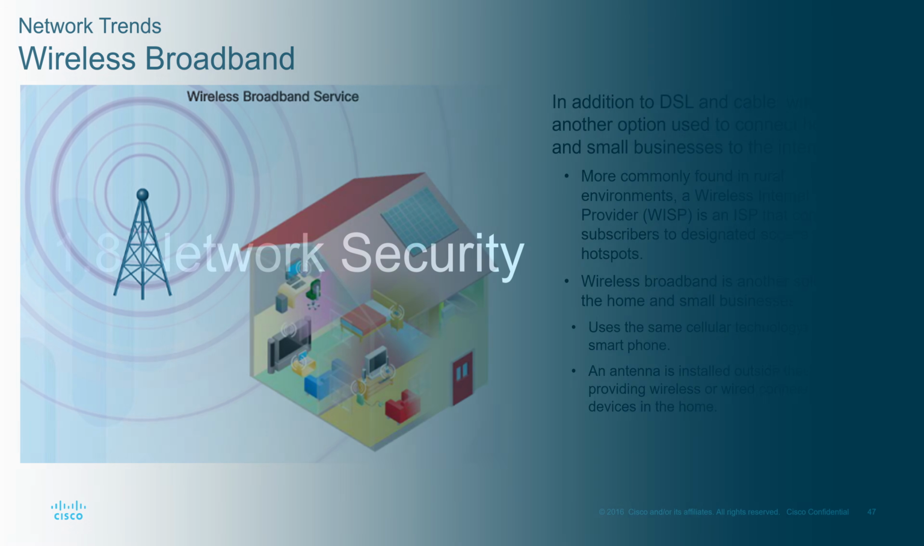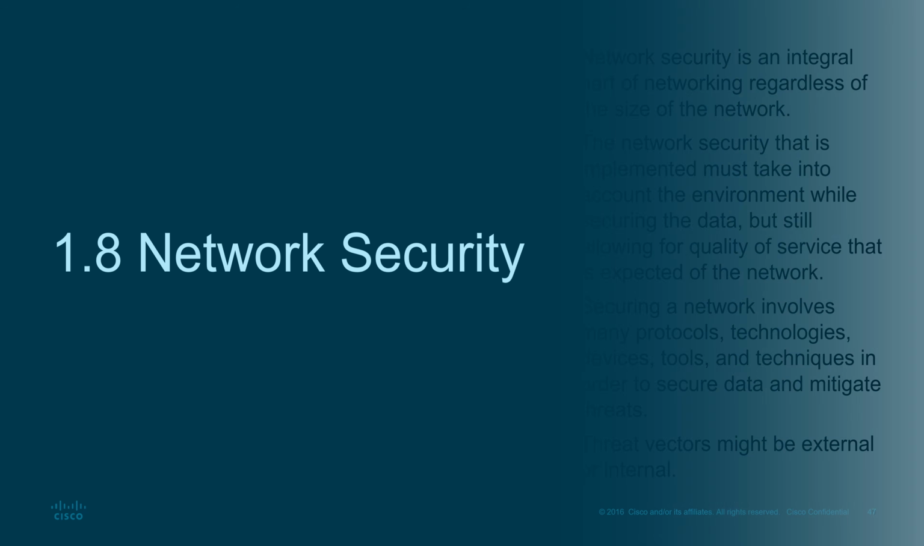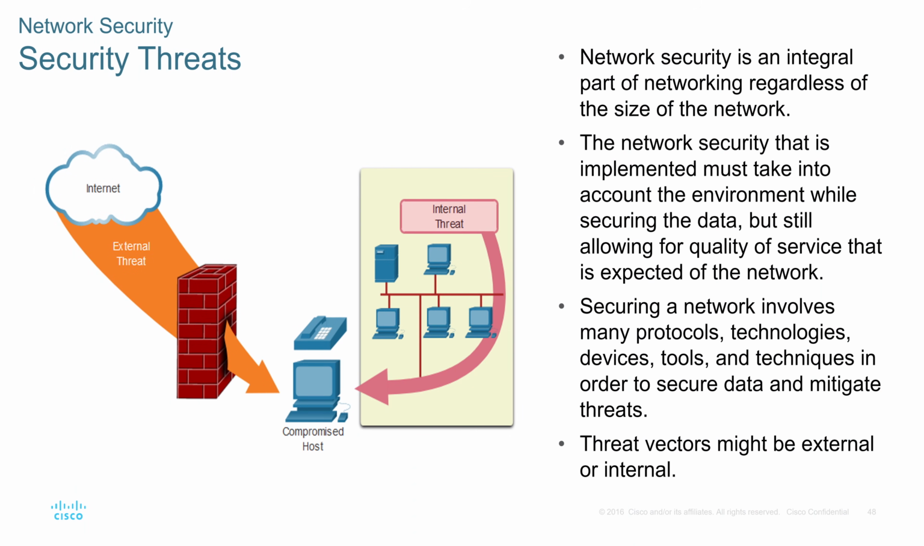Next, we will talk about network security. Before we talk about network security, we need to look at all the security threats. We need to understand what security threats we have on a system. Network security is a very important part of networking, regardless of the size of the network. Network security that is implemented must take into account the environment while securing the data, but still allowing for the quality of service that is expected of the network.